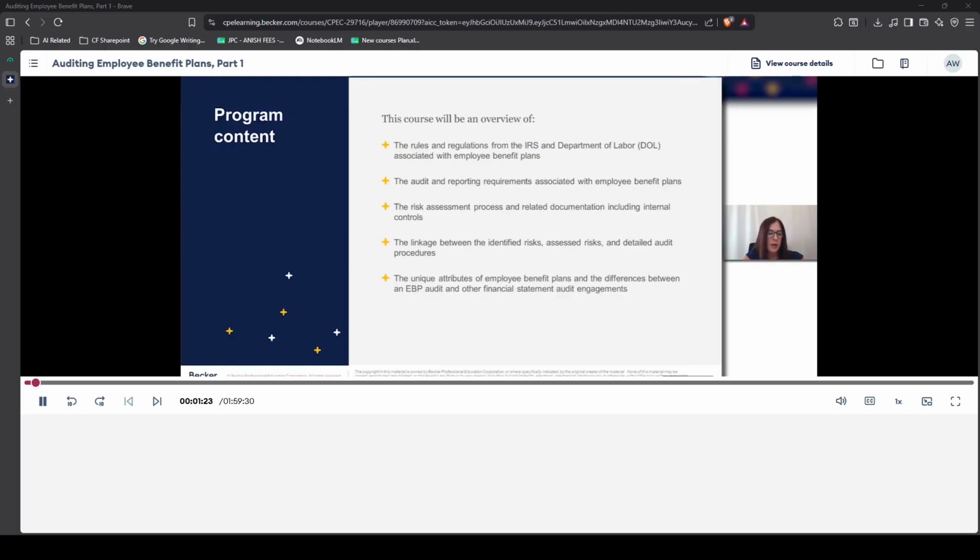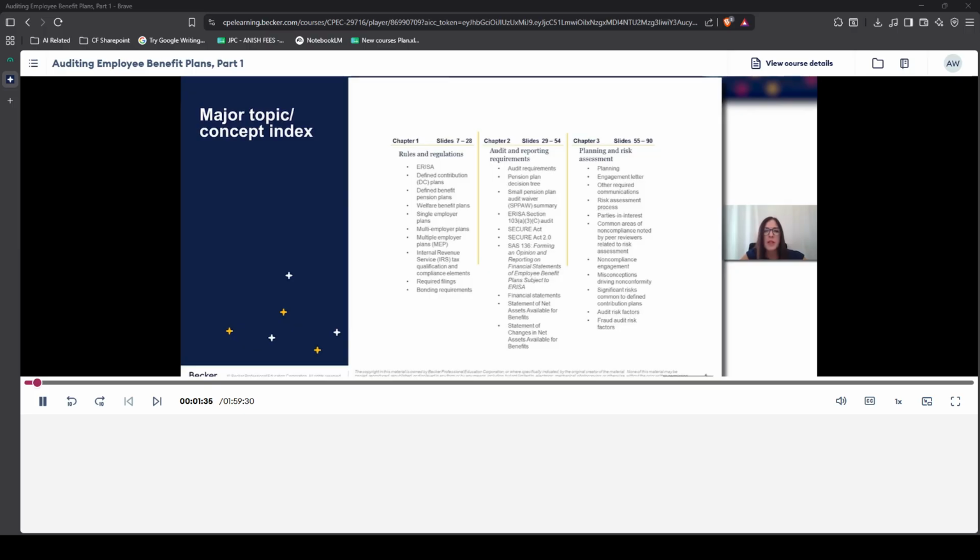We're going to also cover the unique attributes that are associated with employee benefit plans and how these are unique and different from other types of financial statement engagements. This is just going to give you an idea of the materials and the topics that we're going to be covering in more detail. Some of these we'll spend a little more time on than others, but we will be covering all of these different areas and items.